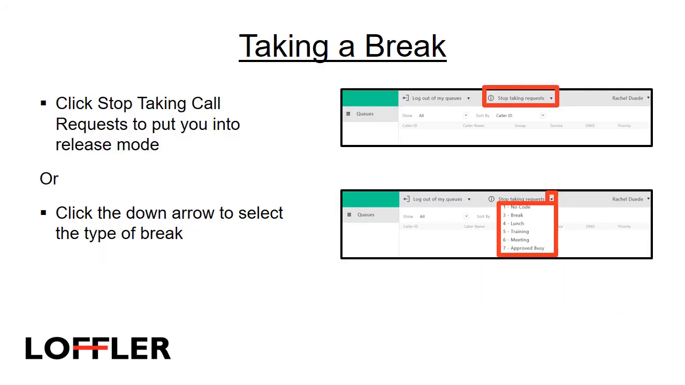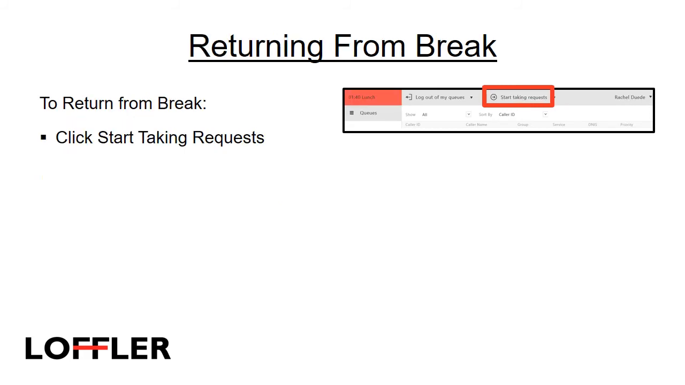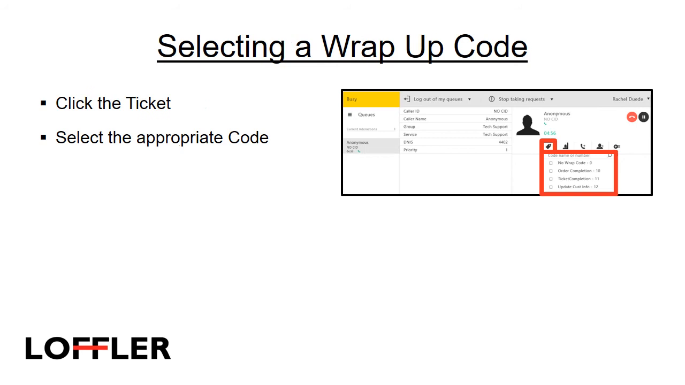To take a break, click Stop Taking Call Requests to put yourself in release mode, or click the drop-down arrow to select the type of break. To return from break and start taking queued calls again, click Start Taking Requests. To select a wrap-up code, click on the ticket in the call cell. Select the appropriate code. These codes are created by your system administrator.